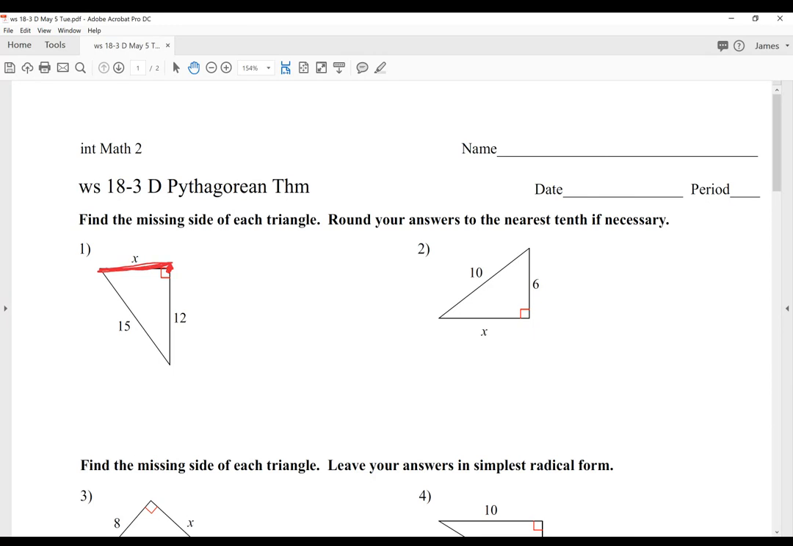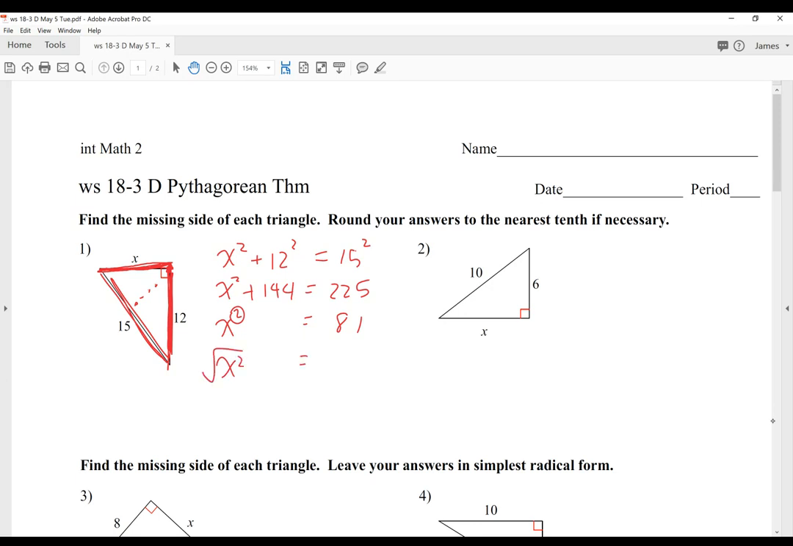So here's a squared plus, and then from the 90 degree, you get this one, 12 squared, must be equal to the hypotenuse, and the hypotenuse is always across from the 90 degree. That would be 15, so 15 squared. If you square things out, 12 squared is 144, 15 squared is 225, subtract 144, you're gonna get 81. And then you square root on both sides.